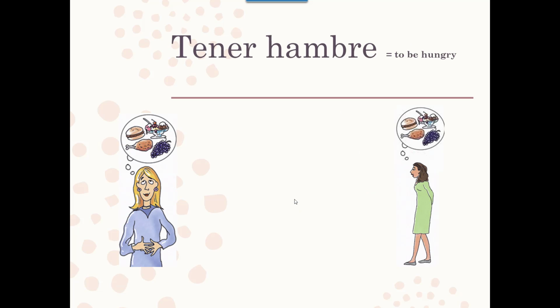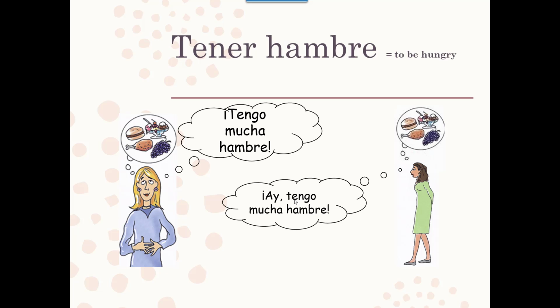Okay? So, some of these expressions. Tener hambre. So you would say, I'm hungry. Yo tengo hambre. Sometimes you can say "I'm very hungry" by adding mucha. Sometimes it can be mucha or mucho depending on the gender of the word. If hambre is feminine, you would say mucha hambre.